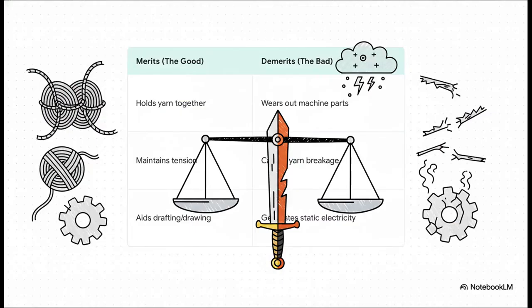But as you can see here, friction is a real double-edged sword. On the one hand, you absolutely need it. It helps hold the yarn together, it maintains tension, it's crucial. On the other hand, it causes wear and tear on machines, it can actually break the yarn if it's too high, and it even generates static electricity that makes your clothes attract dust and dirt. It's a constant balancing act for the engineers.